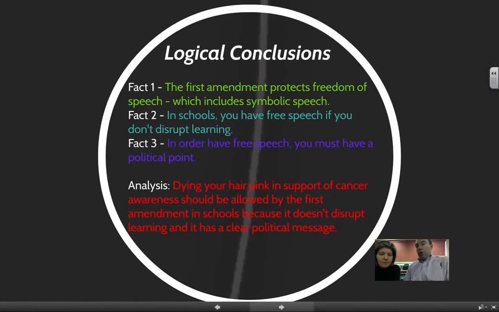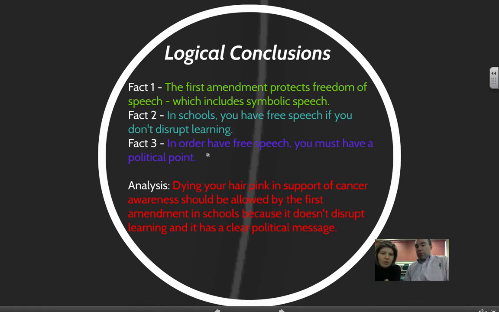So let's take a look at how we can make logical conclusions from our evidence. I have three facts. It's about the First Amendment. First, we've learned that the First Amendment protects freedom of speech, which includes symbolic speech, like having a sign or a hair color or whatever. The second fact we learned is that in schools you have free speech, but you can't disrupt learning. The third fact is that in order to have free speech, you must have a political point. You can't just yell for no reason. It has to have a purpose to it. These are three facts that everybody knows about the First Amendment.